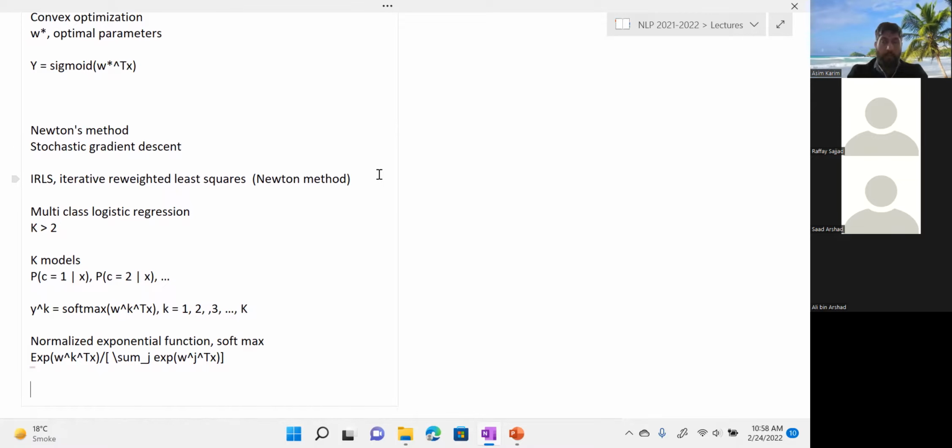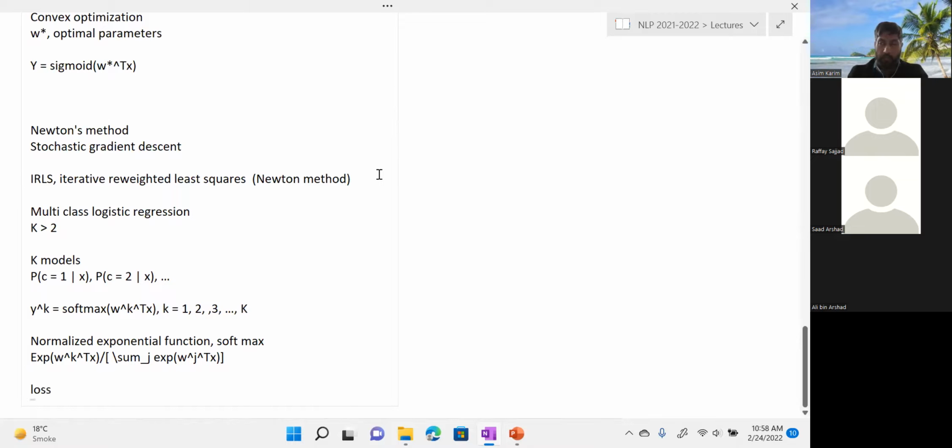So this is the model for multi-class classification in logistic regression. In other words, you have K separate models, and for each of those K models we have a separate set of parameters w. So if you have a K class problem, you will need K sets of parameters.